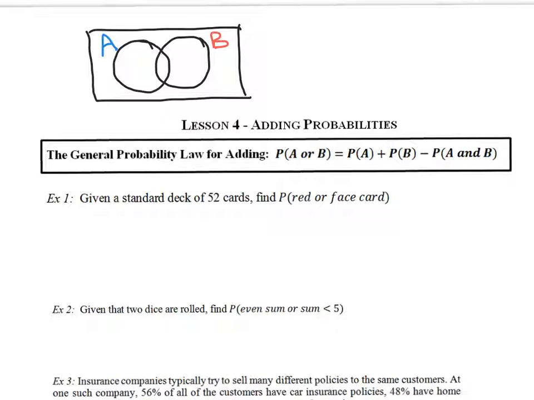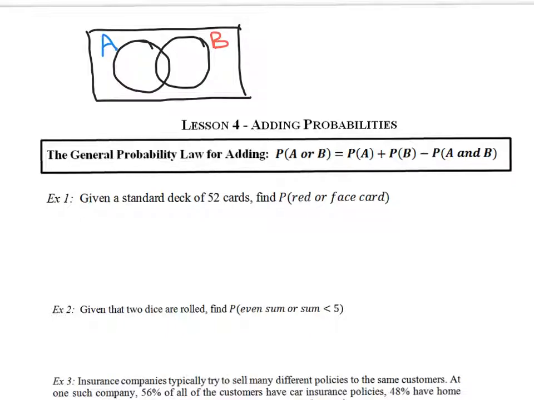I want you to draw a picture of this Venn diagram in your notes so that you can refer to it. The general probability law for adding. When I want to find the probability of something occurring in A or B, what we're going to have to do is count all of the ways that it can occur in A, count all of the ways that it can occur in B, add those together, but then subtract the ones that we have counted twice, the ones that fall in the intersection, the probability of A and B. So you'll see that all of the following problems can be done using this general probability law.